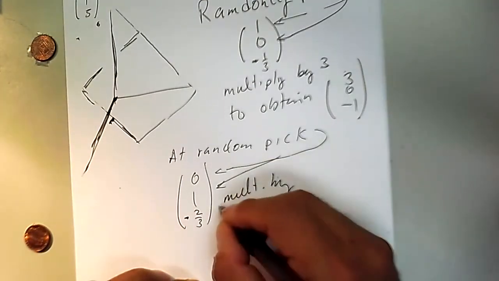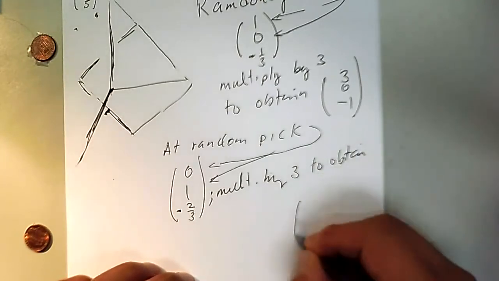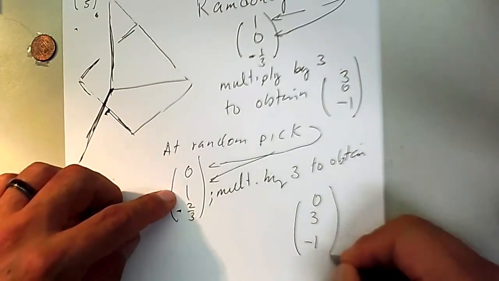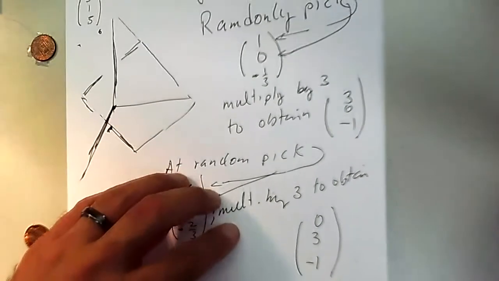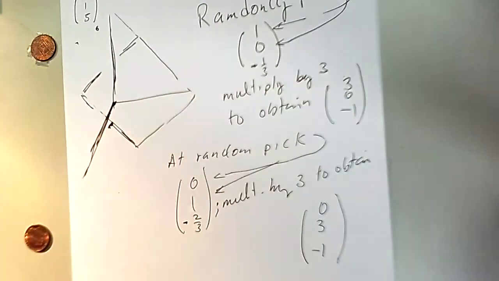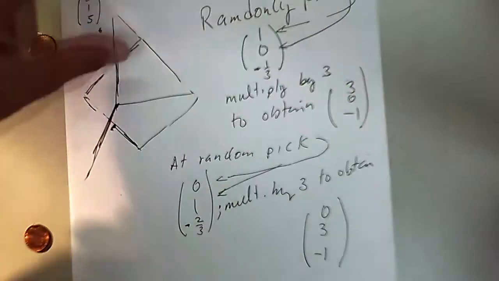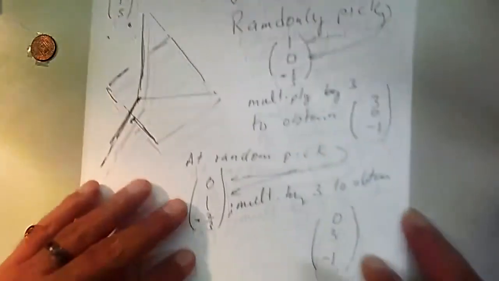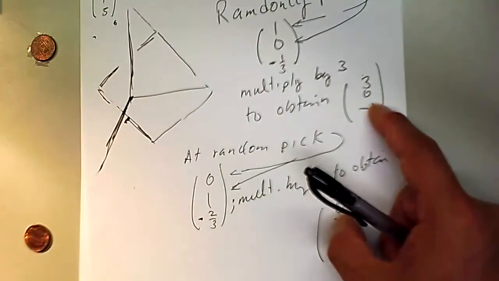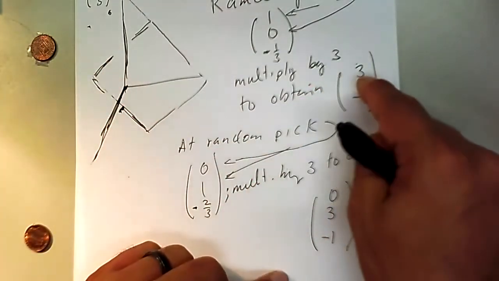Multiply by 3 to obtain 0, 3, -1. And those two are linearly independent because one is not a multiple of the other. Okay, so we got two vectors. Interesting. We got two vectors. So the matrix A, wait, back up. Two vectors that generate this plane. So the columns of the matrix A are going to be those two vectors.